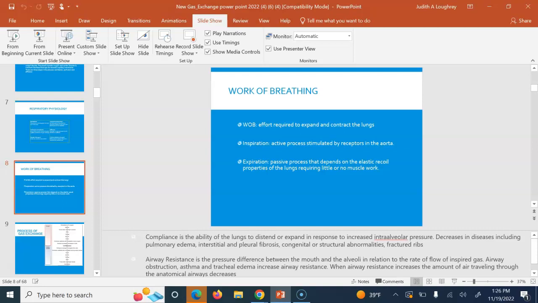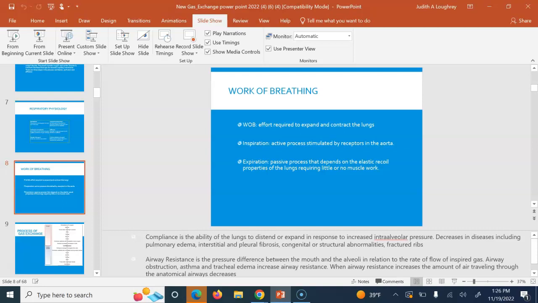Compliance is the ability of the lungs to distend or expand in response to increased intra-alveolar pressure. It decreases in diseases including pulmonary edema, interstitial and pleural fibrosis, and congenital or structural abnormalities, such as fractured ribs.